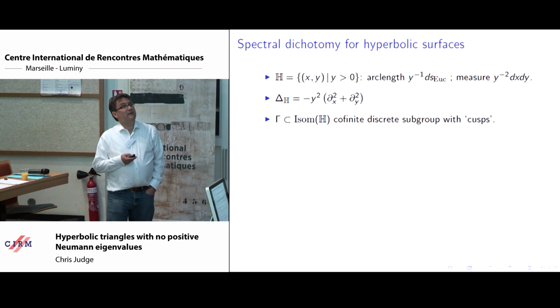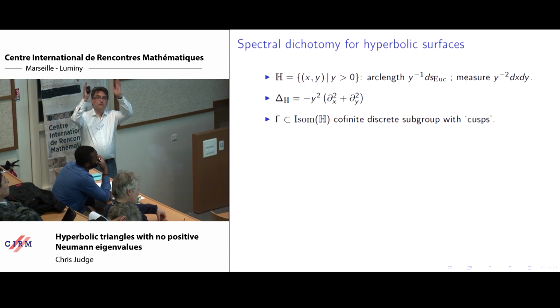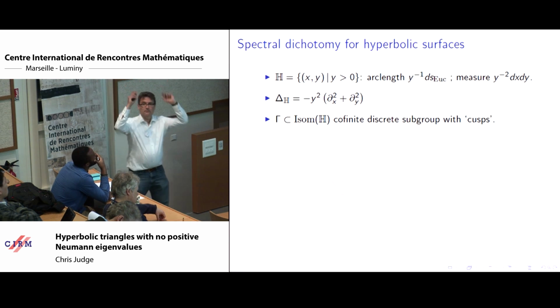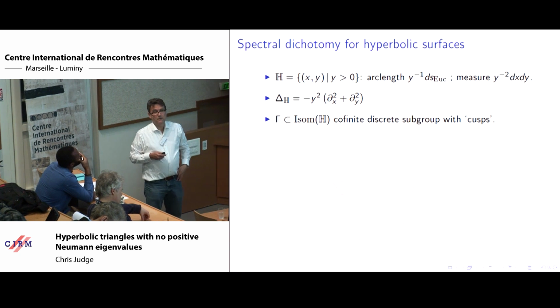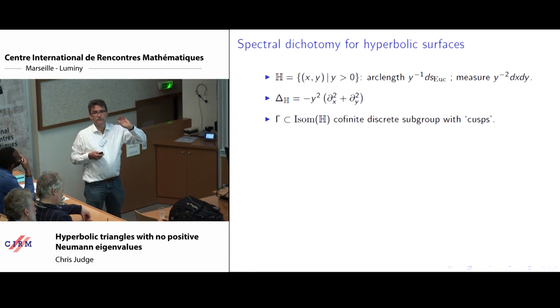And what we're interested in general, or at least a lot of people in pure mathematics are interested in, are isometry groups of these manifolds, of the upper half plane. In particular, we want to look at a cofinite discrete subgroup with cusps. So cusps are locally modeled on that strip that I indicated at the beginning. So they have finite area. Topologically, they're just points removed from a surface.